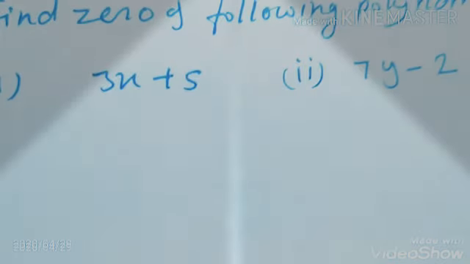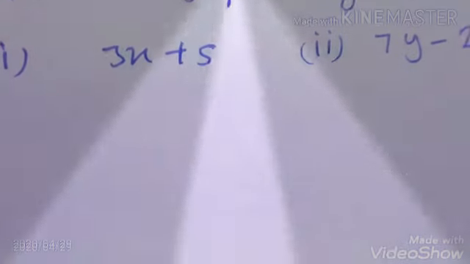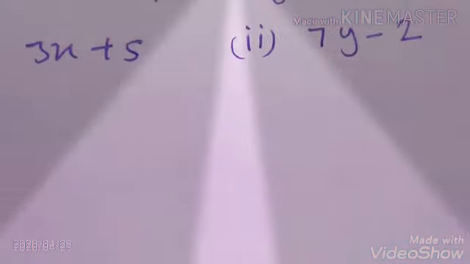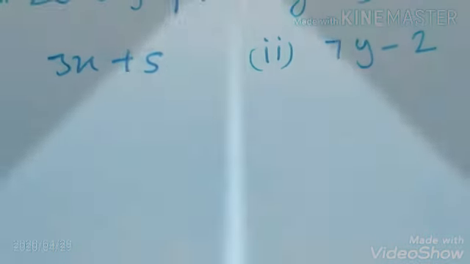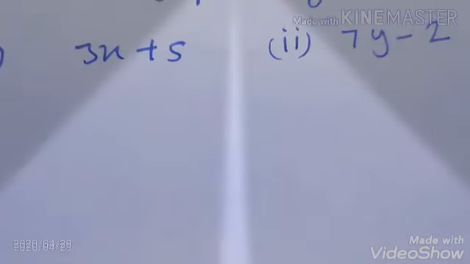There is a question, find zeros of the following polynomials, and these are linear polynomials which are in your course. First is 3x plus 5, which is a linear polynomial because it is of degree 1. Second is 7y minus 2. It is also a linear polynomial of degree 1. So how will we calculate their zeros?